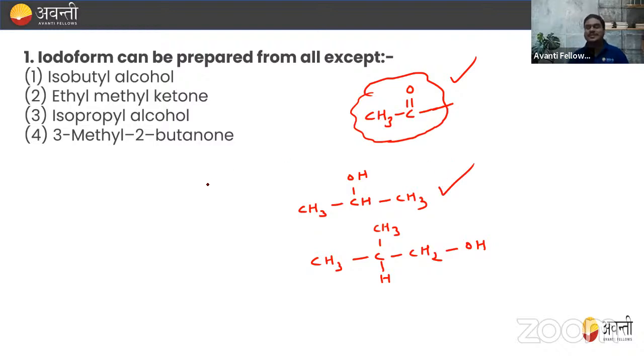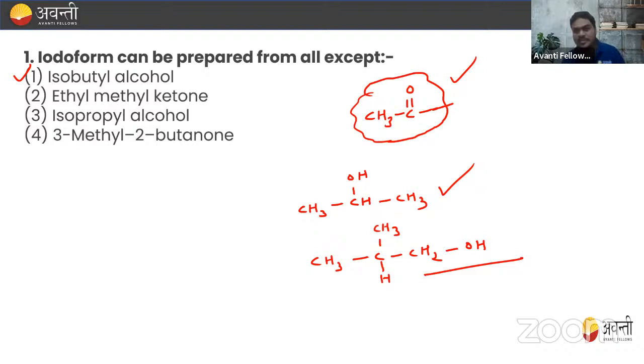So how will you say that option 3 is true? I am asking iodoform can be prepared from all except किससे prepare नहीं किया जा सकता out of these 3. So only isobutyl alcohol, that is option number A, right? That is isobutyl alcohol structure like CH3, CH, CH3, CH2, OH. So from this only you cannot prepare iodoform, right? So that's why the correct option is A.